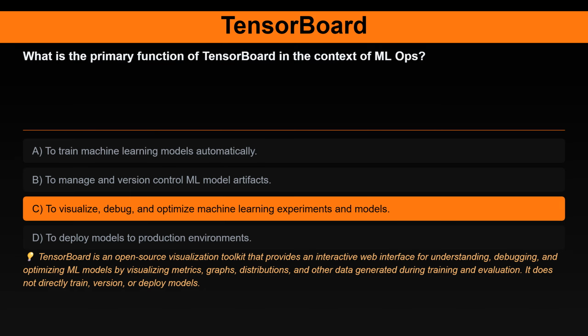The correct answer is to visualize, debug, and optimize machine learning experiments and models. Here's the explanation. TensorBoard is an open-source visualization toolkit that provides an interactive web interface for understanding, debugging, and optimizing ML models by visualizing metrics, graphs, distributions, and other data generated during training and evaluation. It does not directly train, version, or deploy models.